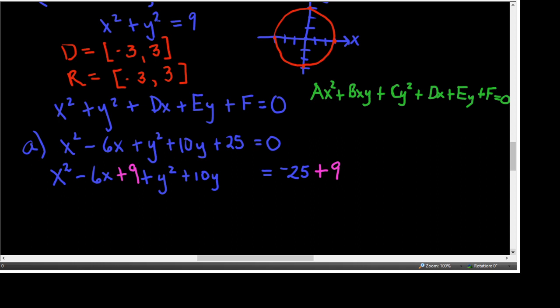To complete the square for y, half of 10 is 5. 5 squared is 25. So I'm going to need to add 25 to both sides. As it turns out, in hindsight, I could have left that 25 where it was and used it to complete the square for y, but that's all right.